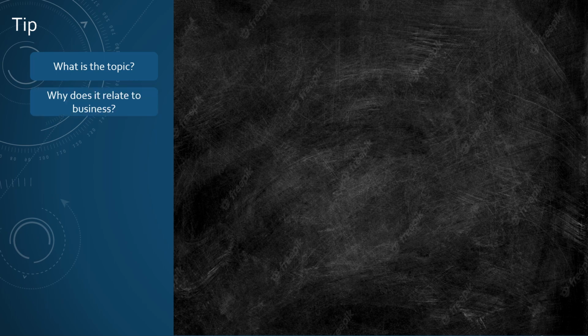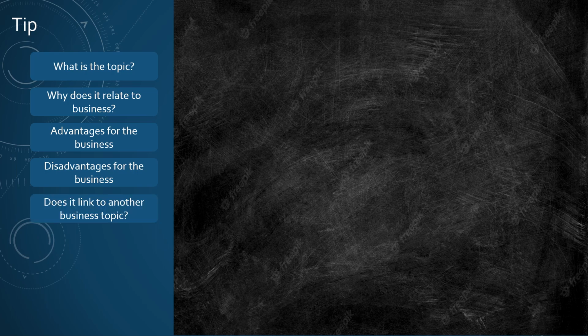So before we look at Unit 1 in more detail, I just thought I'd give you some tips on how to approach topics. So for example, when you get a topic, you should be saying, what is this topic? What is it about? Why does it relate to business? Are there any advantages for the business for this particular topic? Are there any disadvantages for the business for this topic? Does it link to another business topic?